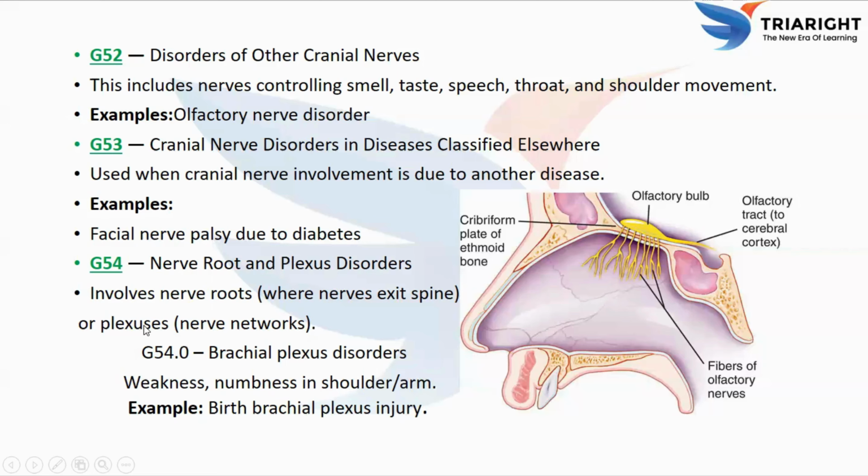So what is an example subcode of G54? G54.0, brachial plexus disorders. The brachial plexus is the large network controlling the shoulder, arm, and hand. What is a common example of this? A birth brachial plexus injury. The baby has shoulder or arm weakness, or cannot move the arm well, right? So this is the difference between the G52, G53, and G54 ICD codes.